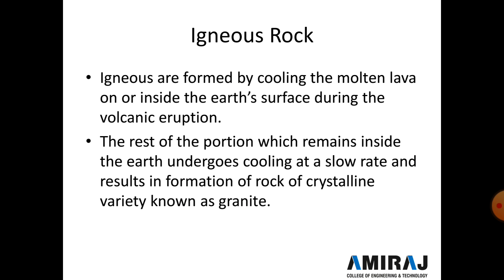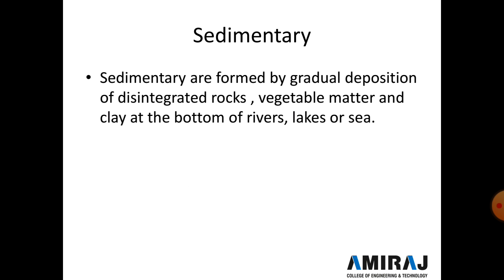The rest of the portion which remains inside the earth undergoes cooling at a slow rate and results in the forming of rock of crystalline variety known as granite. Next type of the stone is sedimentary stone. Sedimentary stones are formed by gradual deposition of disintegrated rock, vegetable matter and clay at the bottom of a river, lake or sea. These are also called stratified because these rocks are formed in layers. Limestone and sandstone belong to this category.